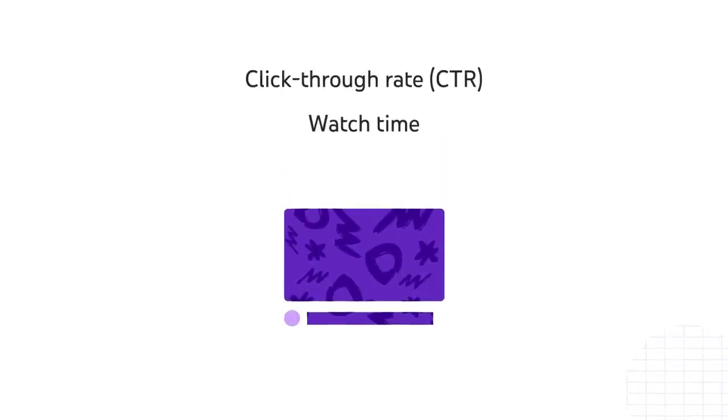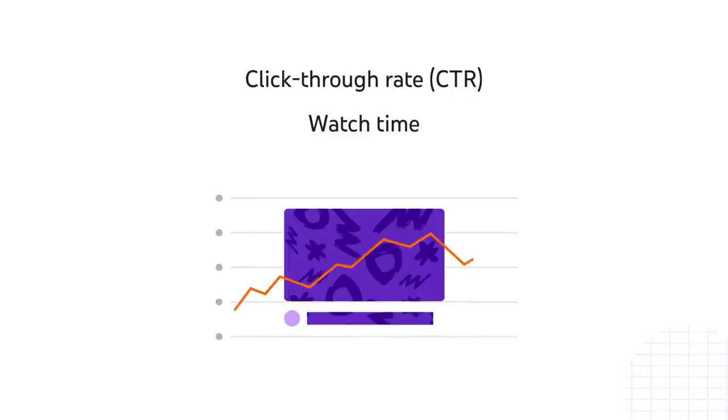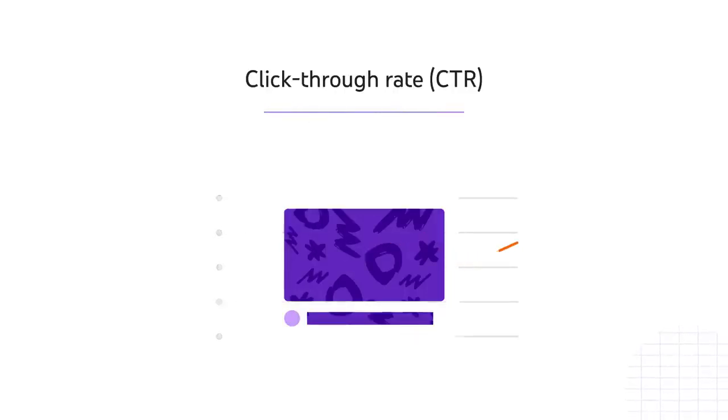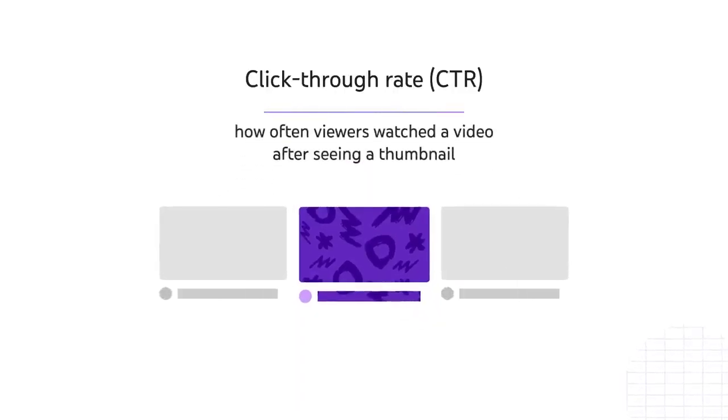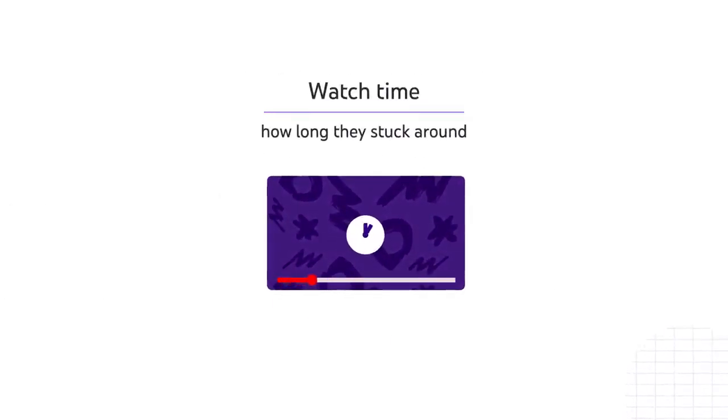Okay, now that you know the general best practices for thumbnails and titles, let's walk through how you can use analytics to see how yours are performing and to find inspiration. When evaluating the effectiveness of your titles and thumbnails, click-through rates and watch time in the first 24 hours after uploading can help give you an indication of how a video's doing. Click-through rate represents how often viewers watch a video after seeing a thumbnail, and watch time can tell you how long they stuck around.